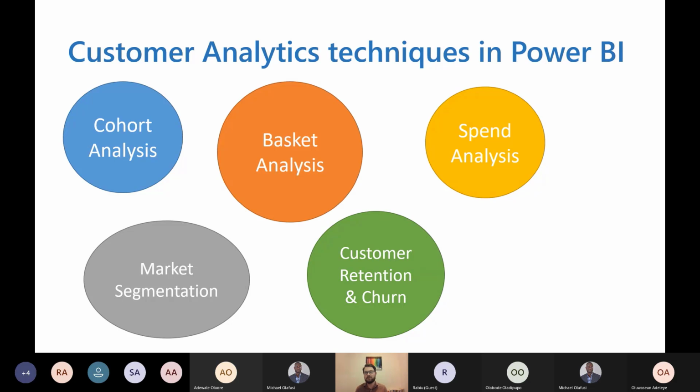Finally, we've got basket analysis. If you have subscriptions to, say, Netflix or YouTube or anything like that, you often find that once you start watching particular kinds of content, maybe movies or TV shows, you'll typically get recommended similar kinds of movies and TV shows. That recommendation is somewhat similar to basket analysis.